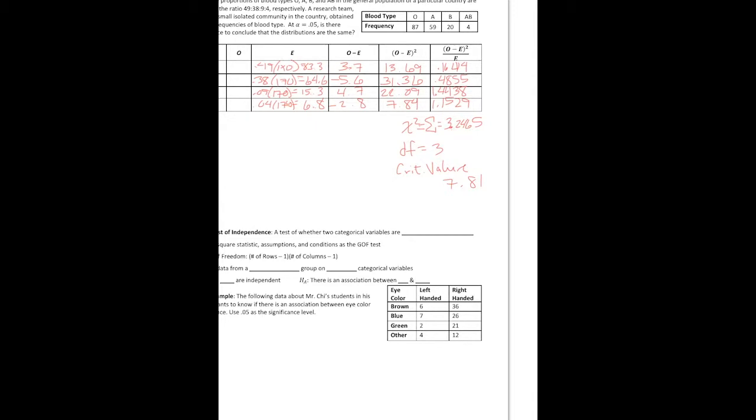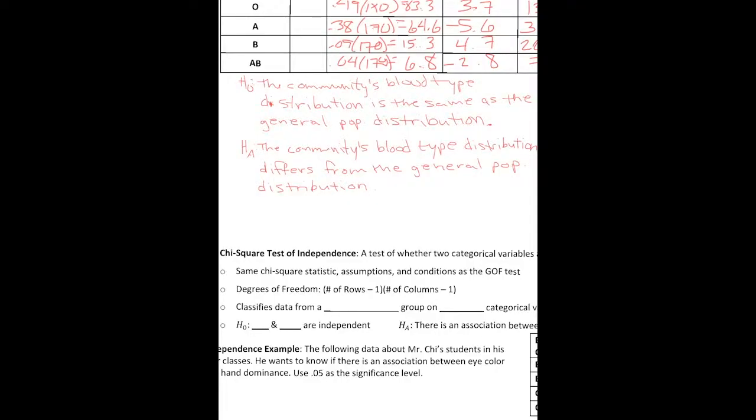Well, we have to know what we're actually testing. So let's go back and write our hypotheses. The problem is looking at whether the blood types in the community match the blood types in the population. So our null hypothesis, which again means nothing is different, nothing has changed, would say the community's blood type distribution is the same as the general population's distribution of blood type, right? So it's the same. Then our alternative hypothesis says the community's blood type distribution differs from the general population's distribution.